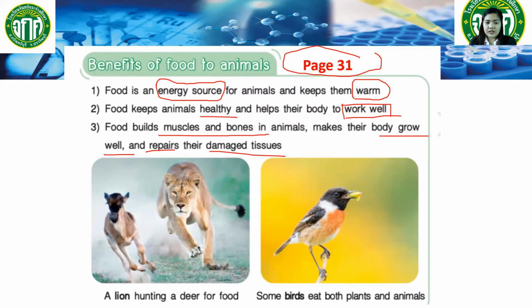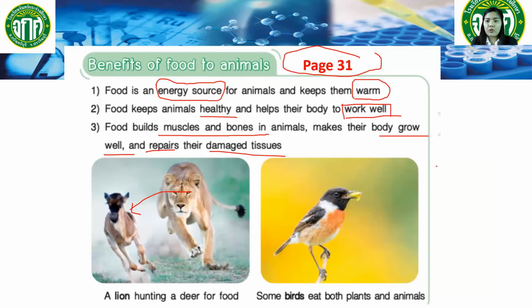All right, so we have here a lion hunting a deer for food. Lately we have said that other animals can eat other animals, right? So that's why this animal is hunting the deer. That is his food. Next, some birds eat both plants and animals. So some birds eat leaves, and also they can eat worms, right? So that is the benefit of foods to animals.